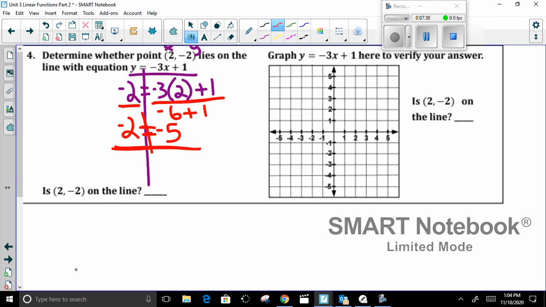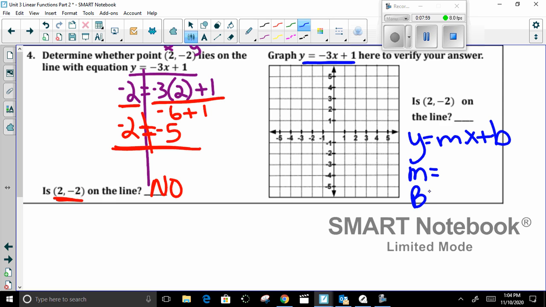Put a slash through it. So does this point lie on that line? No. Let's make sure we can understand graphically why that doesn't work. So is this in slope-intercept form? It is. It's in y equals mx plus b form. Let's identify the most important things in order to graph. My slope is -3. Make it a fraction by putting it over 1. My y-intercept is 1.